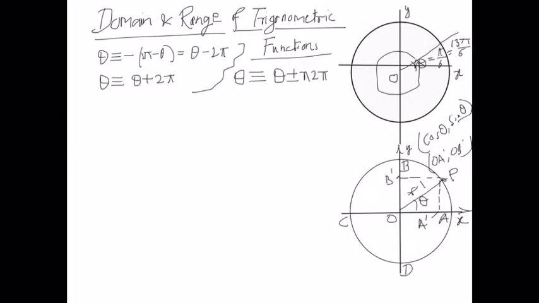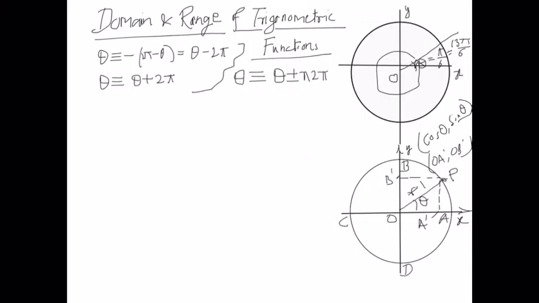Now, this is an important result because it holds true for any value of theta. That is, no matter where P is, whether it is in the first quadrant, second quadrant, third, or the fourth quadrant, the coordinates of point P will always be cos theta comma sine theta in case of a unit circle, as long as we are measuring theta from the positive direction of the x-axis.